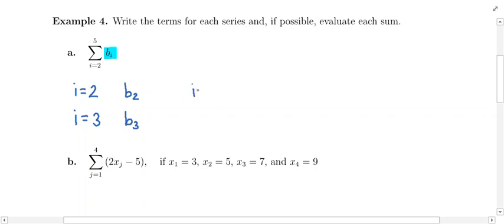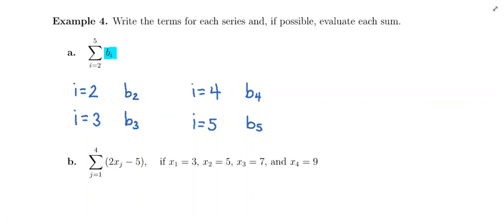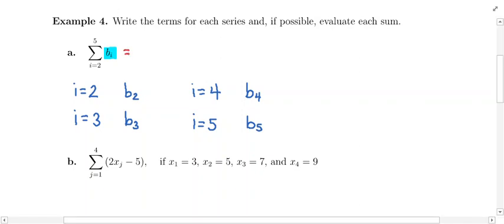Keep going. Now we're going to go up to i equals 4. All we can do is plug in i equals 4 into the blue expression to come up with the term b4. Lastly, we're going to stop at i equals 5 because that's the upper limit of summation. Again, all we can do is replace i with 5. So the term corresponding to i equals 5 is going to be b5. So what's the answer here? Well, we have to add up the terms of the sequence. So this is going to be b2 plus b3 plus b4 plus b5.